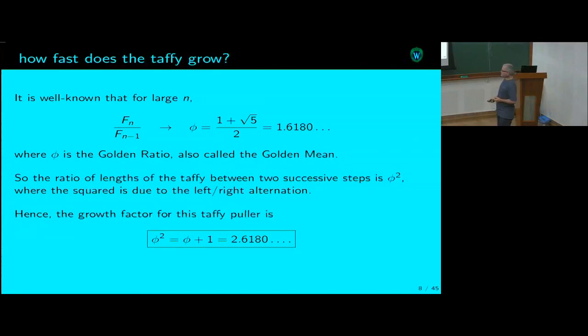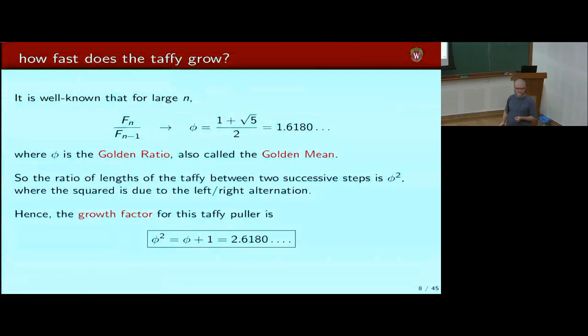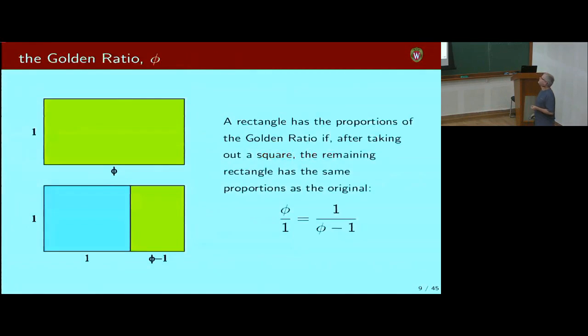Exactly. So we get that this multiplier, the growth that I was talking about for this basic taffy puller, is 2.618, right? The 1 plus the golden ratio, because the golden ratio satisfies this nice defining equality. Okay? So that's the golden mixer, or the golden stirring device, or the golden taffy puller.